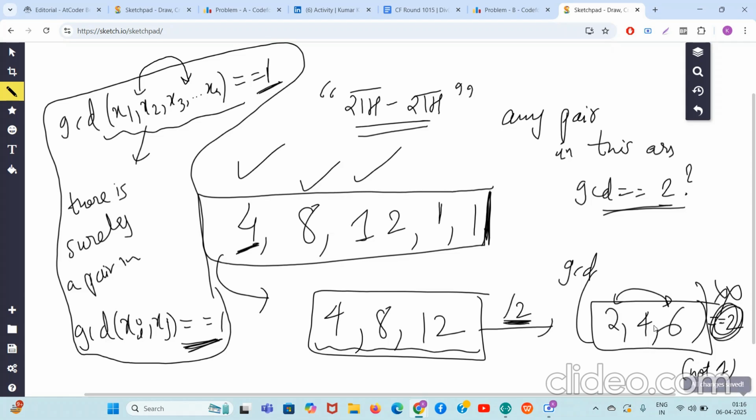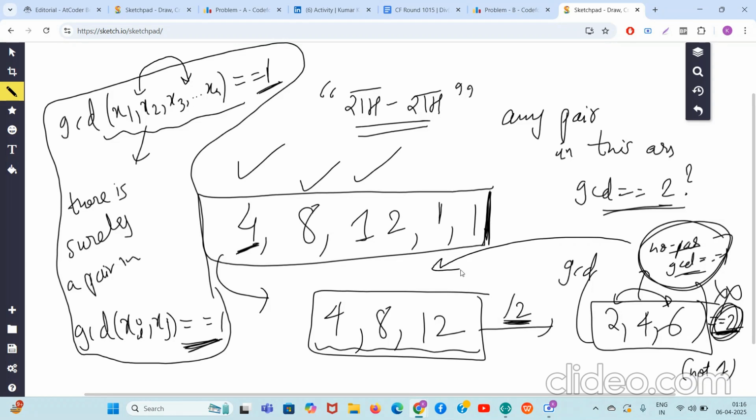But guys, here the full GCD of the sequence is coming as 2. It is not coming as 1. It means there exists no pair in this sequence whose GCD is 1. Because no pair exists whose GCD is 1, if you multiply all of them by 2, reverse the process, no pair exists such that their GCD is 2. Can you see the reverse process?